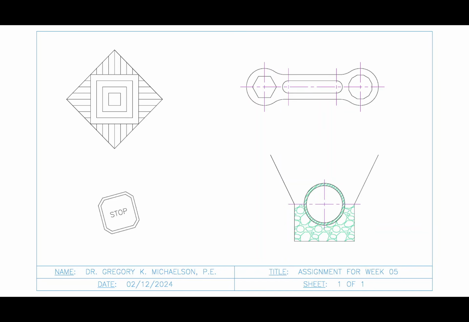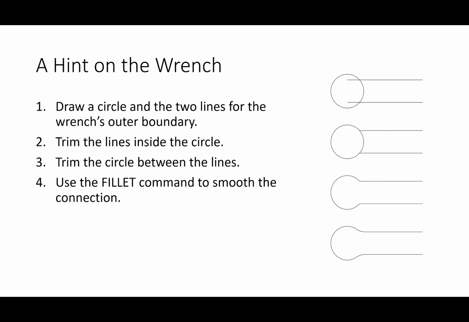Now, I want everybody to watch up here on the screen because I'm going to give you a hint, okay? If you're trying to draw that wrench, a hint for the wrench is to draw a circle and then just draw two lines that would serve as the outer bounds for the bar of the wrench. Then you can use the trim command to trim the lines that are inside the circle, and then trim the circle in between those lines, and the only thing left to do is break out a fillet command to round out the edges. Okay? All right? Make sense?